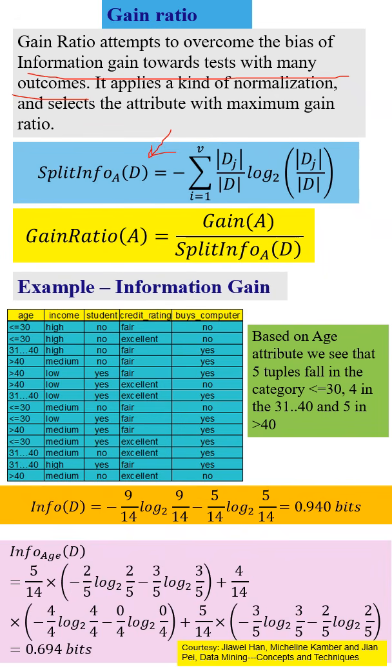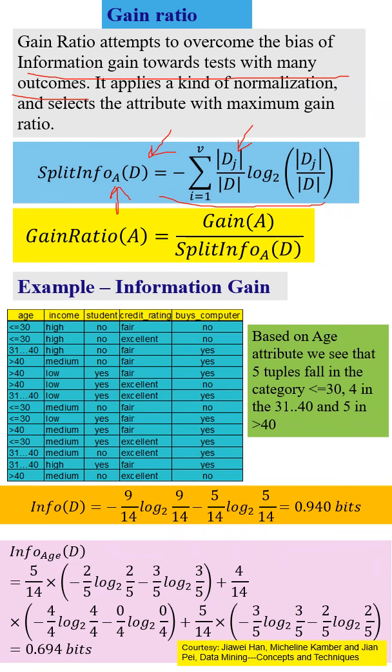You're trying to split the partition D on attribute A. So you compute this as the summation over all the categories. So j equal to 1, 2, 3 are the categories. Dj is the number of data points in category j. And so this is computed.